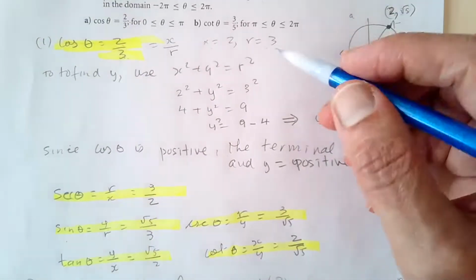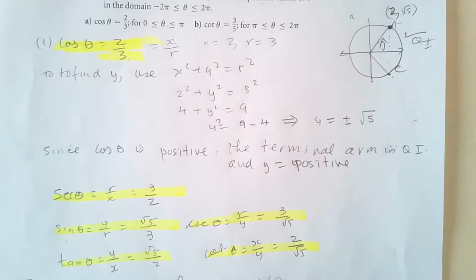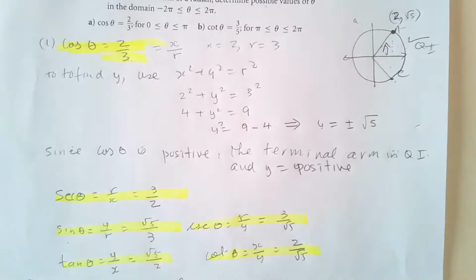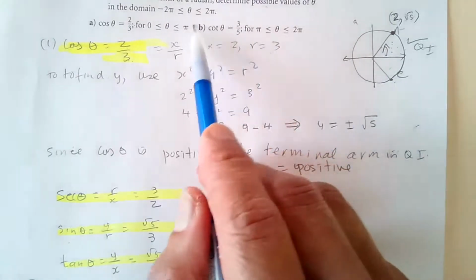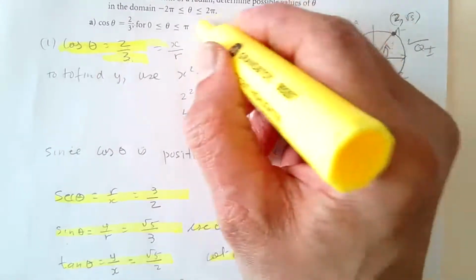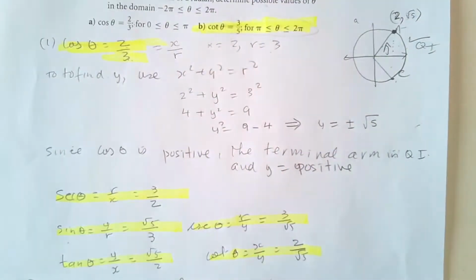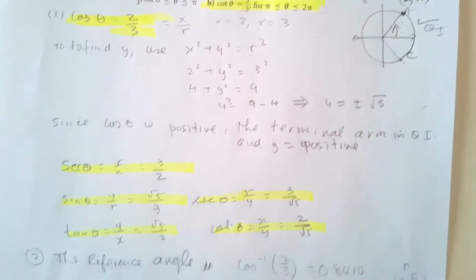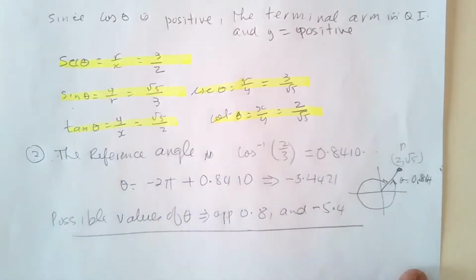There's a second part to this with cotangent, but that follows the same procedures as what we did here with cosine. So you may want to try this question. It's on page 499. So this is your assignment. So that concludes this section on radian measures.